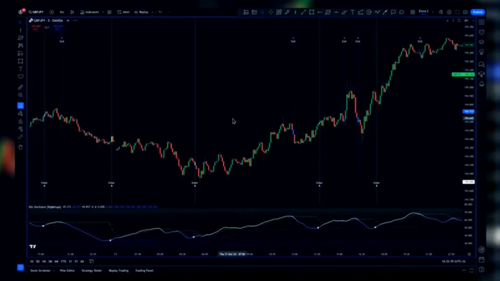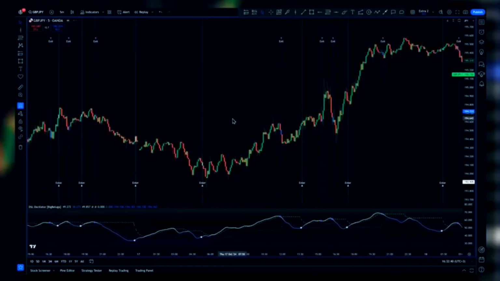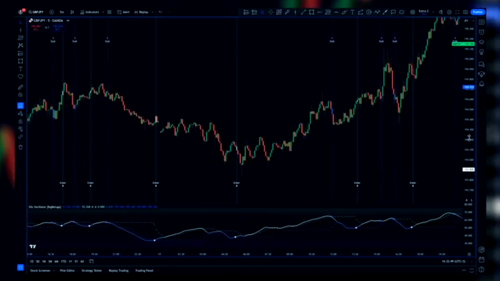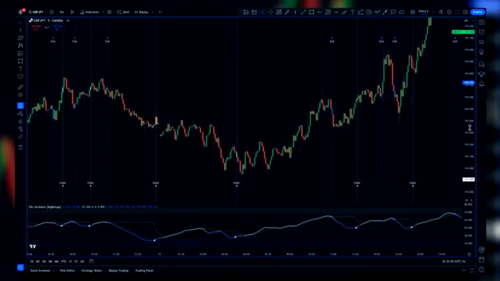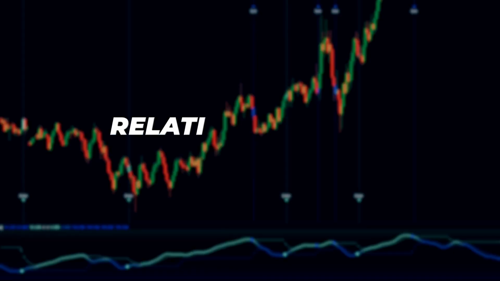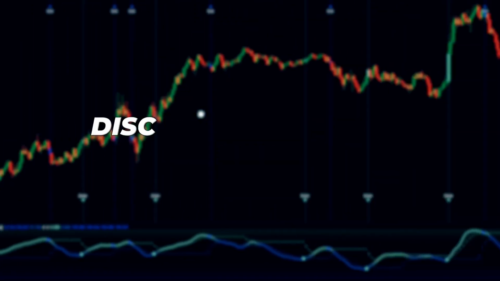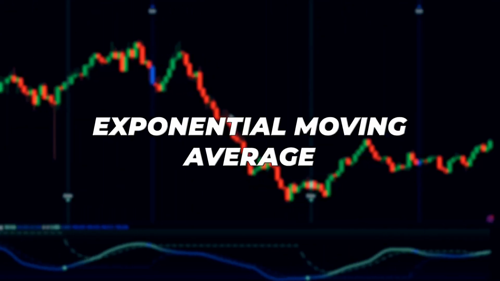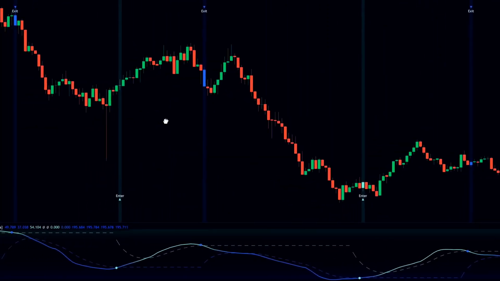So what is this indicator? The DSL Oscillator by Big Beluga is an advanced technical analysis tool designed to help traders spot trend directions, momentum, and potential reversal points. It combines elements from the Relative Strength Index (RSI), discontinued signal lines (DSL), and zero lag exponential moving average (ZLMA) for a detailed market view.